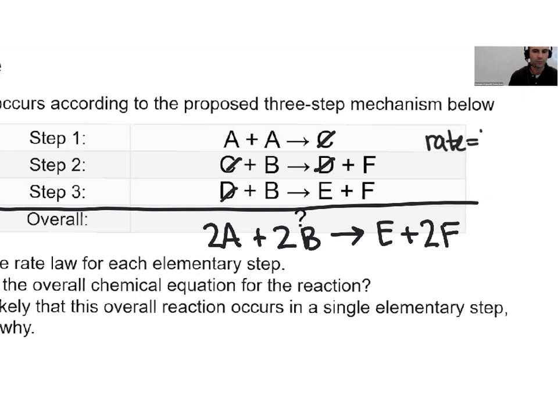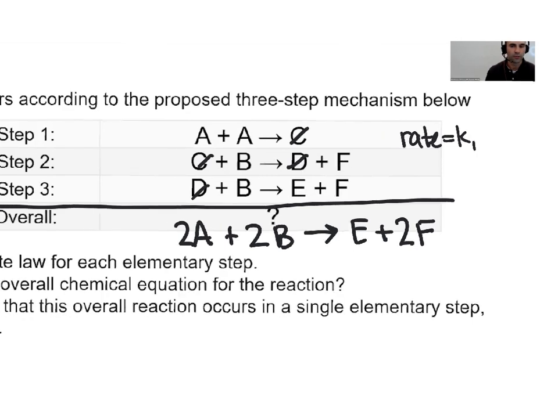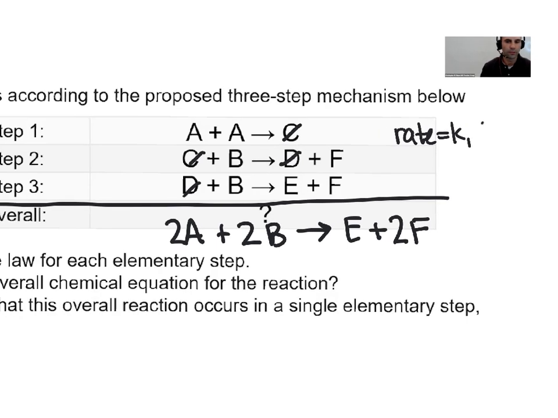So rate equals k, and I'm just going to say k1 because this is going to be the rate constant for just the first reaction. And what is our reactant here? A, and we've got two of them. It does say it's elementary, so that means my exponent would be 2. This would be a second order reaction.